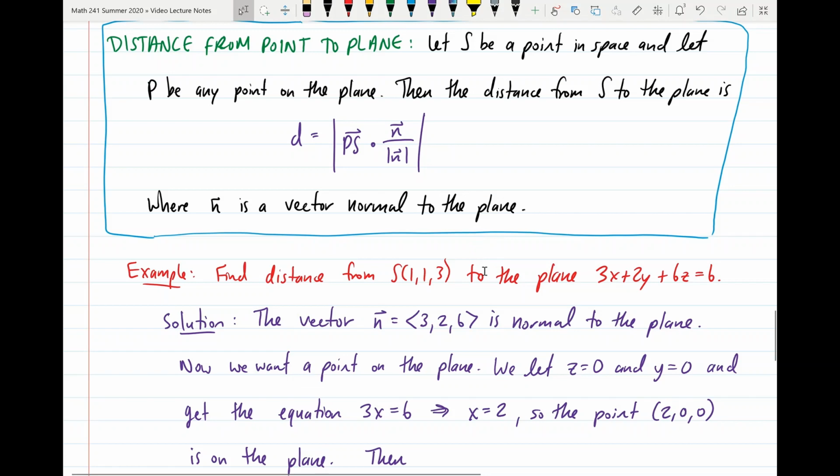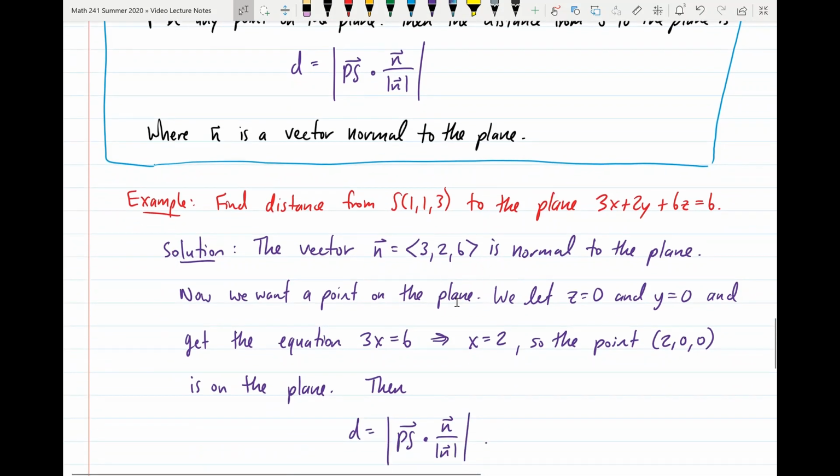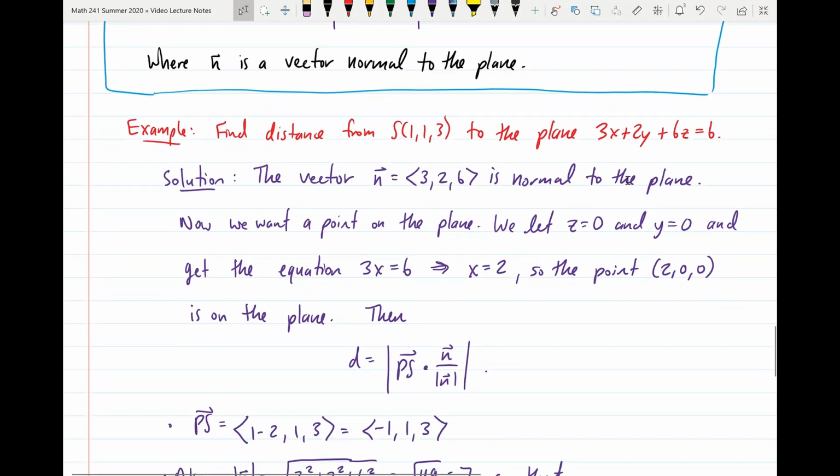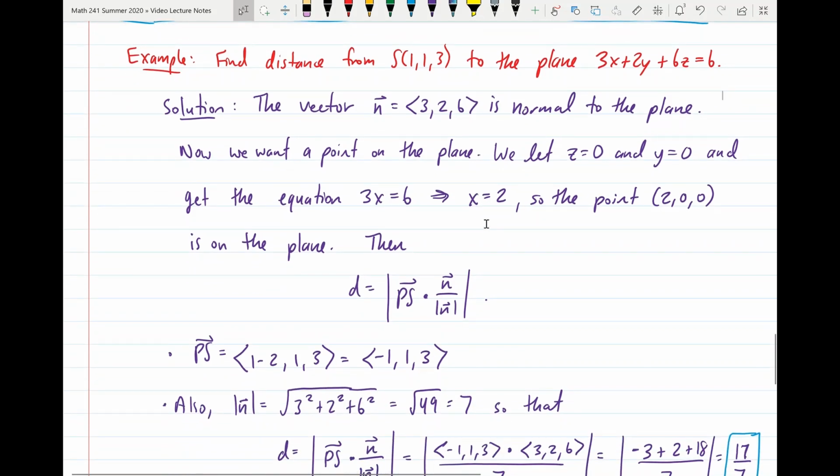So the vector normal to the plane is pretty easy to find right away. We can look at the equation that's given to us here for the plane and read right off of there that the vector normal to the plane can be written in component form as 3, 2, 6, or I should say a vector normal to the plane is the vector in component form 3, 2, 6. And now we want a point on the plane. So we need to find our point P.